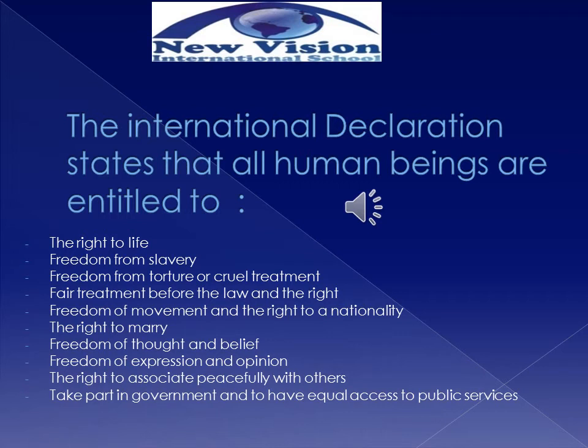Number 6, the right to marry, have a family, and own property. Number 7 is freedom of thought and belief. Number 8 is freedom of expression and opinion. Number 9, the right to associate peacefully with others. And the last one is the right to take part in a government and to have equal access to public services.